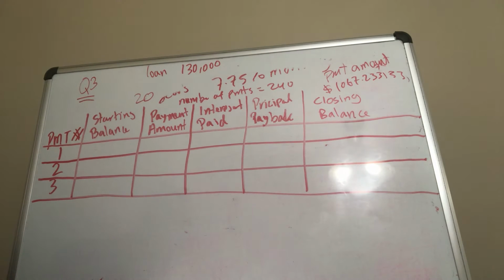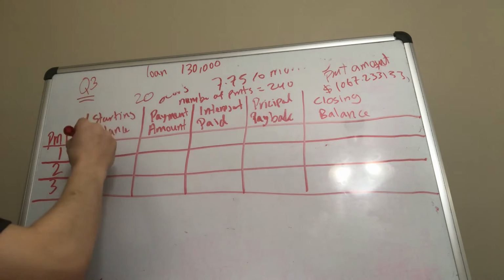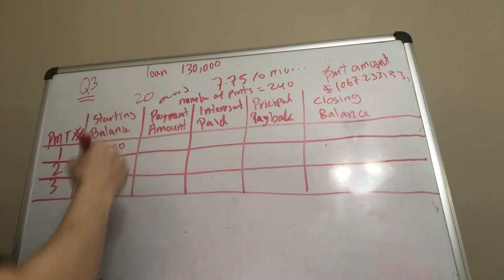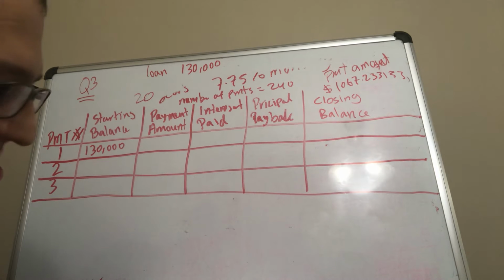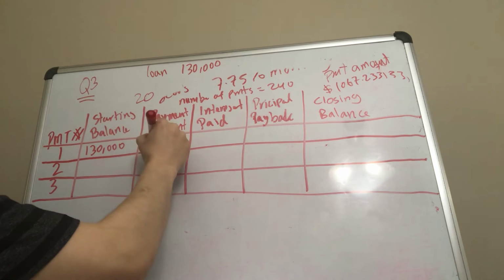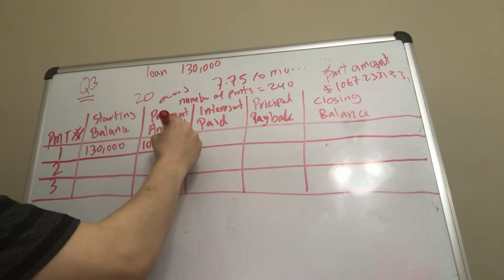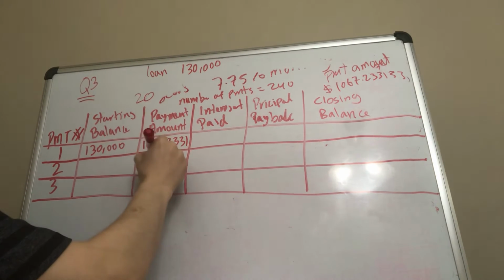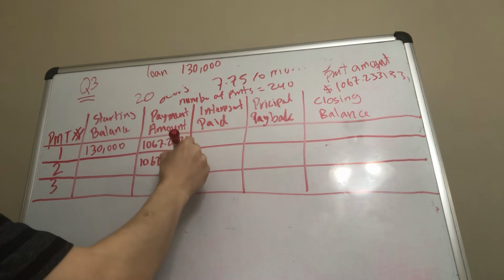So you go to the bank, you open an account. The starting balance is the 130,000 because that's your loan. That would be your starting balance. Payment is always going to be the one we calculated. We'll stick to 4 decimal places.